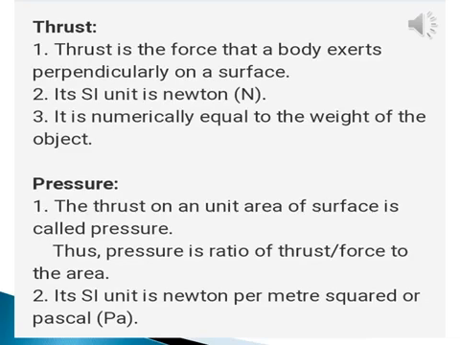Are you able to write short notes on thrust and pressure? Let me see how to write it. First, thrust. Thrust is the force that a body exerts perpendicularly on a surface. Its SI unit is Newton and it is numerically equal to the weight of the object. And second, pressure. It is the thrust acting on a unit area of surface. Its SI unit is Newton per meter square or Pascal. Mathematically, it is equal to the ratio of thrust or normal force to the contact surface area.